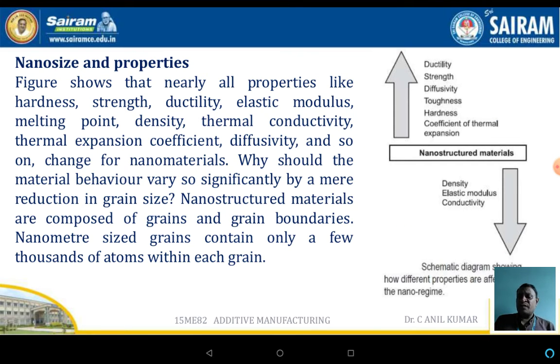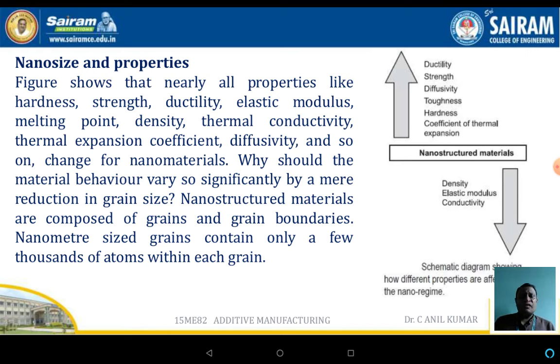Nanosize and its properties. See, the figure shows nearly all properties like hardness, strength, durability, elasticity, melting point, density, thermal conductivity, thermal coefficient, and even diffusivity, etc. Why should the material behavior vary significantly as the size reduces? That's a major question we are discussing now. Nanostructured materials are composed of grains as well as grain boundaries, which are in the size of a nanometer, with a few thousand atoms within each grain.